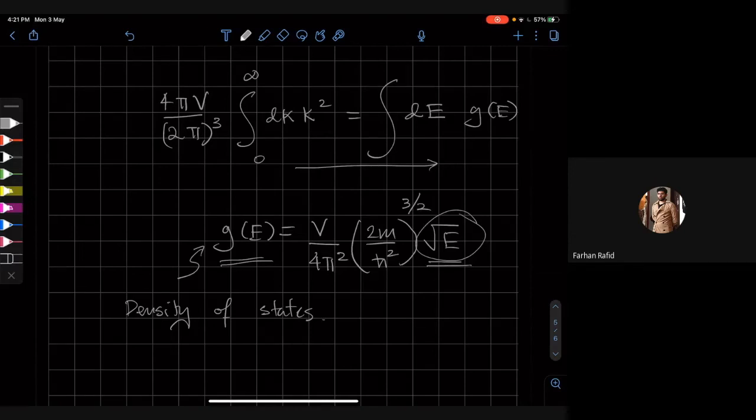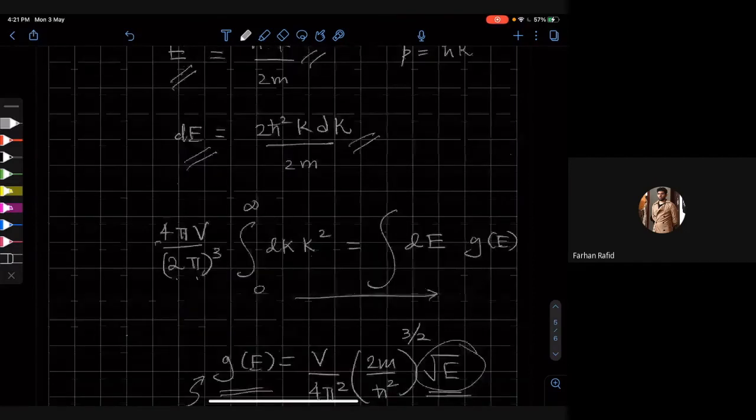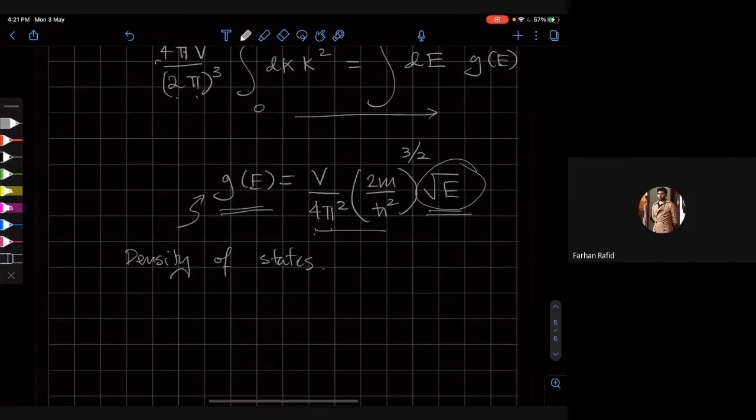Sir, how did the 4πV by (2π)³ dk k² become dE g(E)? Oh, this is just, this is 4, this is 8. So you get a factor of 2 here, and π³, so you get π², and this 2 came from this 2. Yeah, just work this out. This should work out. I mean, the factors of π and 4, those are not critical right now, because those are order one numbers. What's critical are V, m, ħ. Those are the critical things.